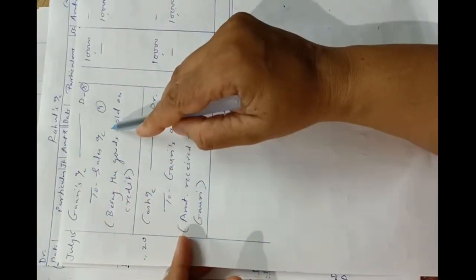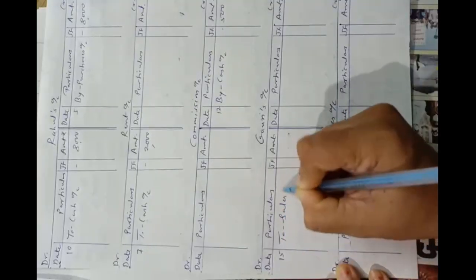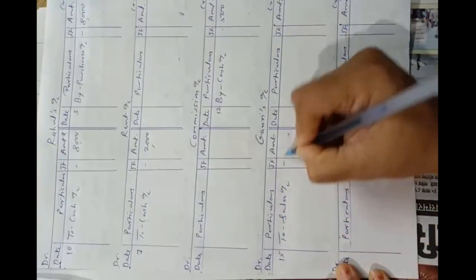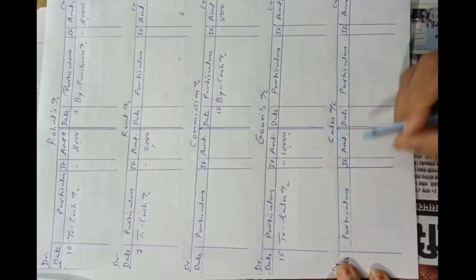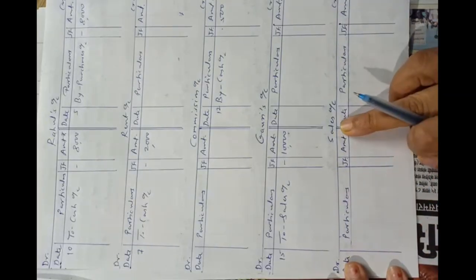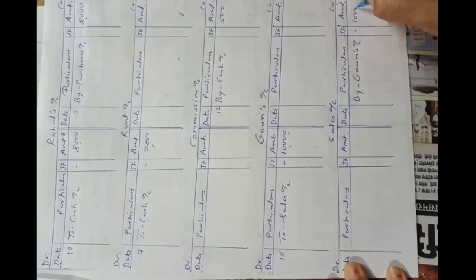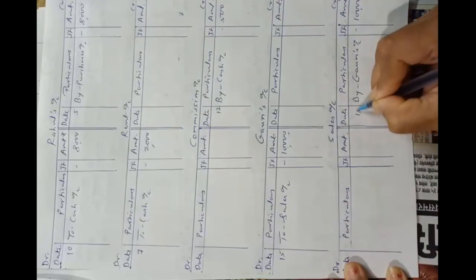Now the next entry, Gauri's account debit to sales account. It means debit side of Gauri's account we have to write to sales account. Amount is 10,000. Debit side of Gauri's account to sales account means credit side of sales account by Gauri's account. Amount is 10,000 and date is same, that is 15th.